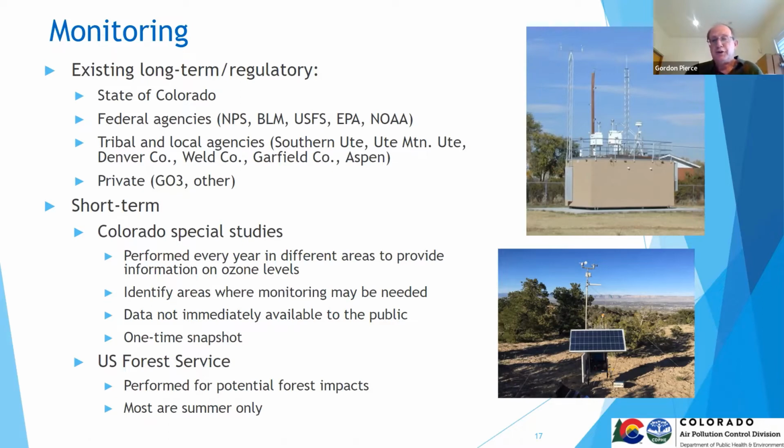We do short-term monitoring as well. We have about 6 portable monitors based on the 2B Technologies 2005 model ozone analyzers. And you can see a picture here in the lower right of one of our setups that's out in the field. We perform these special studies in different areas of Colorado every year, trying to identify areas that have not been monitored in the past, or where we feel we need more monitoring, and where is going to be the best location to put in a permanent monitor. Problem is, these data are not immediately available to the public, and they're just a one-time snapshot over that summer.